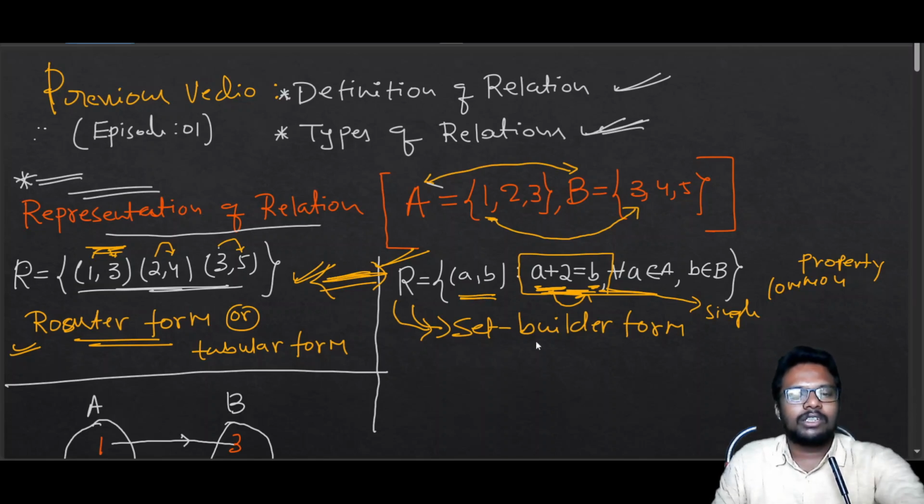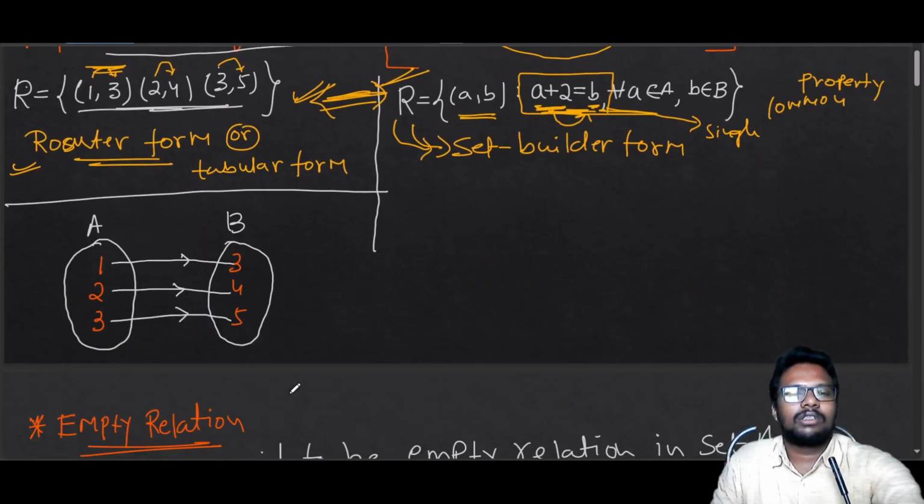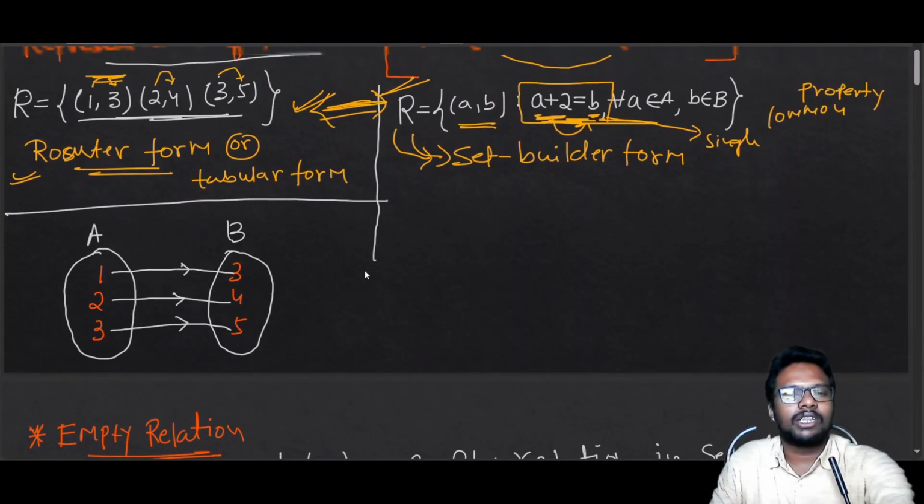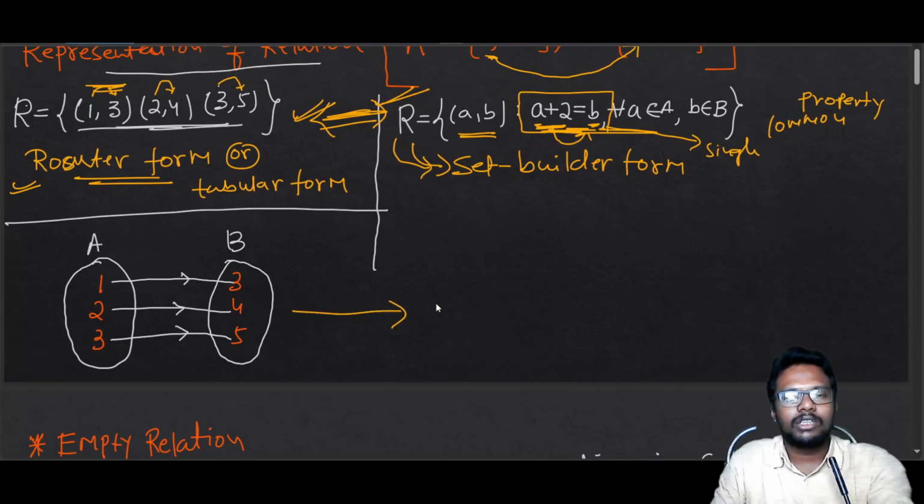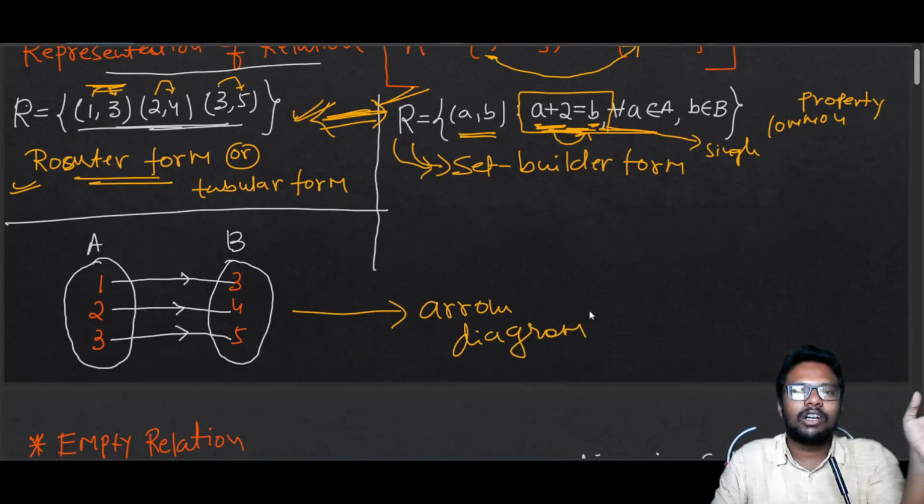Okay, so there is another representation. This is nothing but the arrow diagram. By using arrows we represent the relationship between A and B. Here I considered set A as 1, 2, 3 and set B as 3, 4, 5.